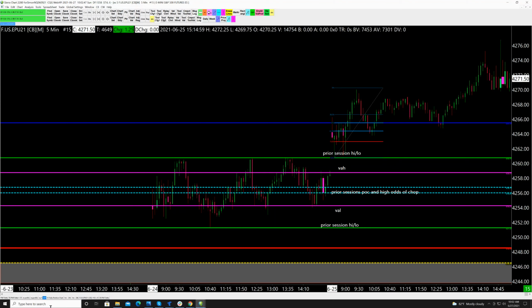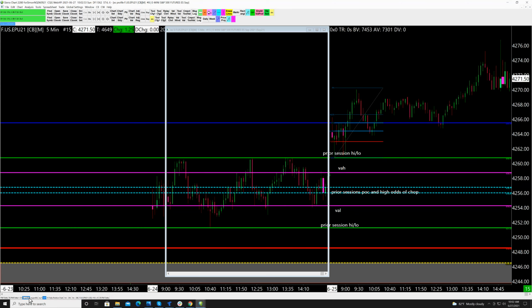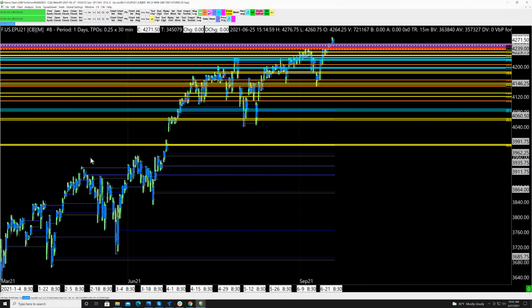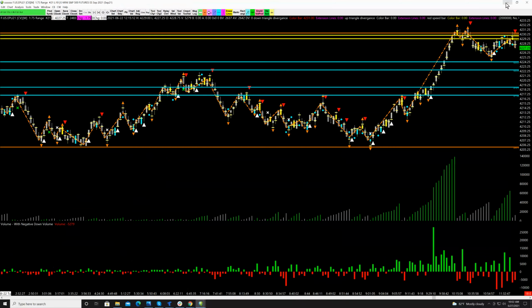So first I'm going to take these levels and I'm going to superimpose them over the chart, right? So let me get to my ES profile chart so I can get the chart number. Chart number 8. I'm going to minimize this. I'm going to erase all the lines on this chart.